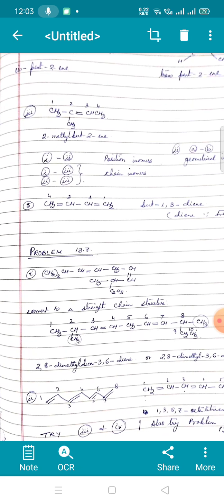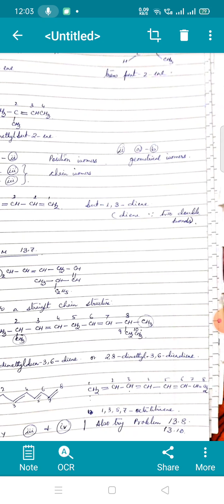Now I request you to solve number 3 and number 4. It is from the textbook. Please have a look. And I'll also try problem 13.8 and 13.10 from your textbook. So that's all for today. We'll discuss the rest of the topic next Monday. Wednesday is the test.